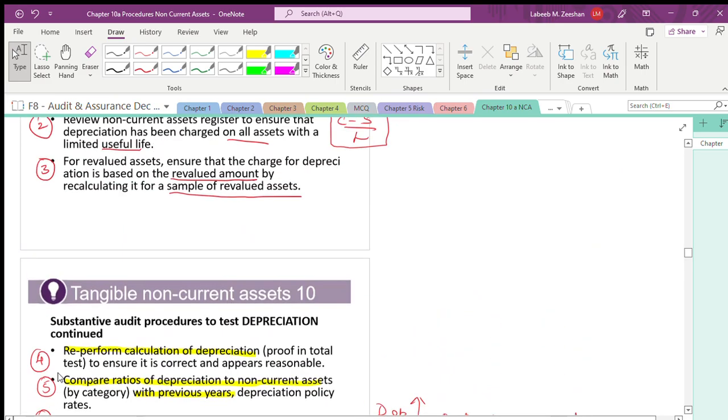Yes, tell me. What do you mean by this word, disposals?